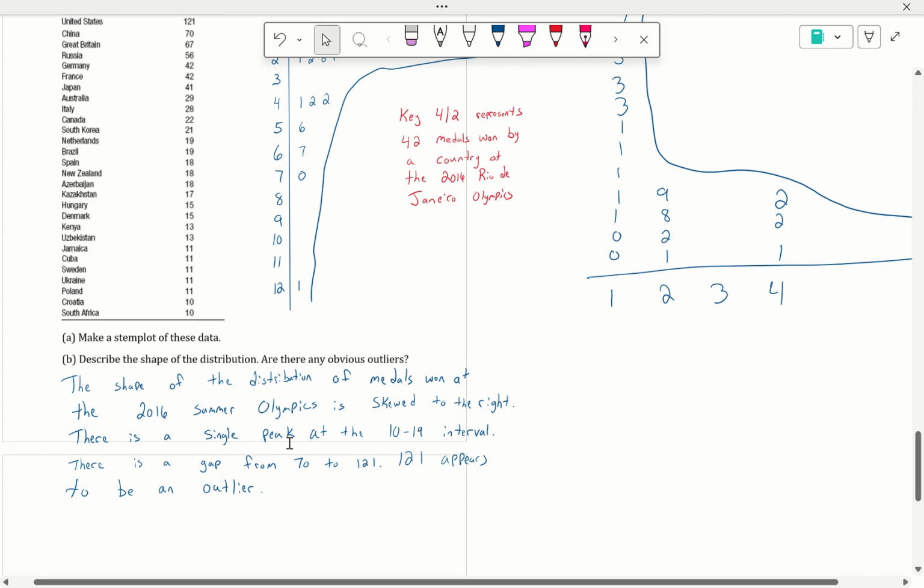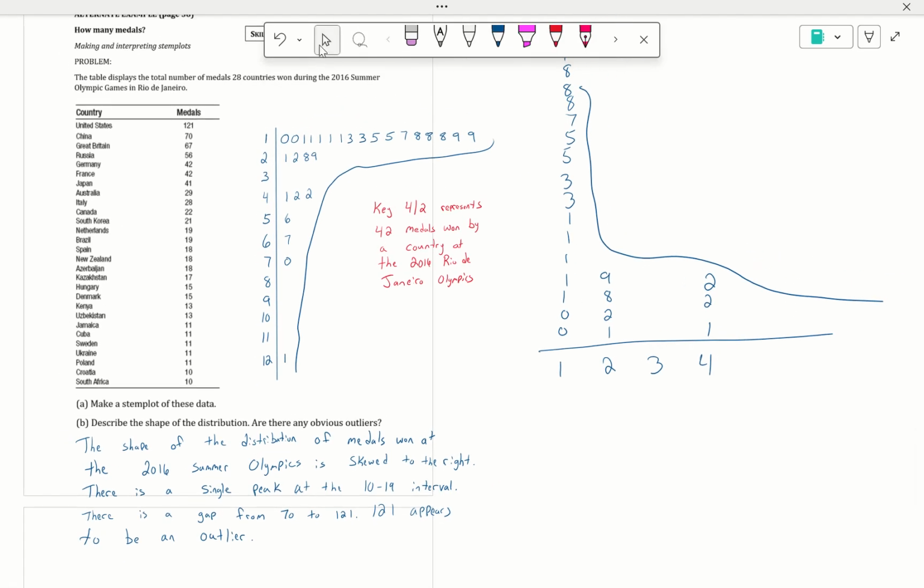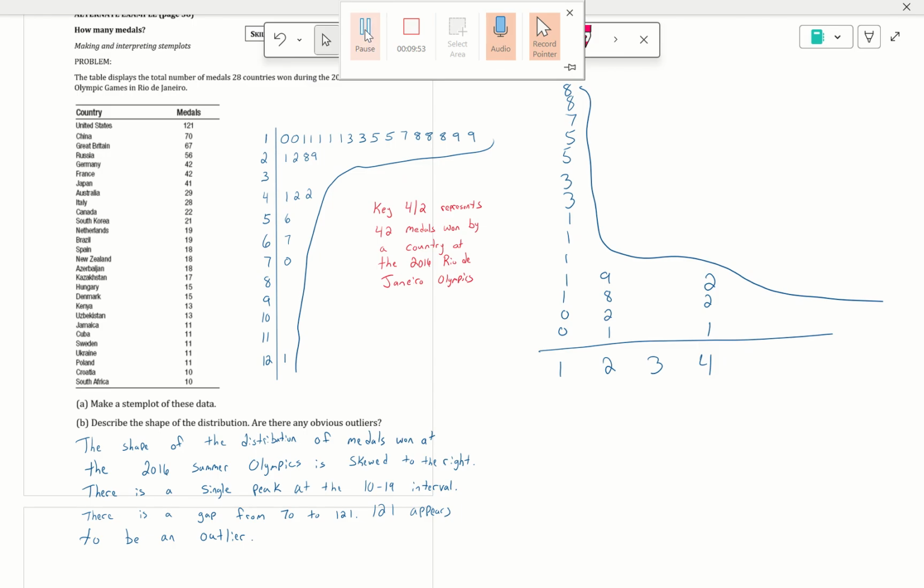Let's make sure we include that single peak. If you wanted to call it unimodal, that's okay. And then the outlier as well. So there you go. That is the stem plot for the Rio de Janeiro medals.